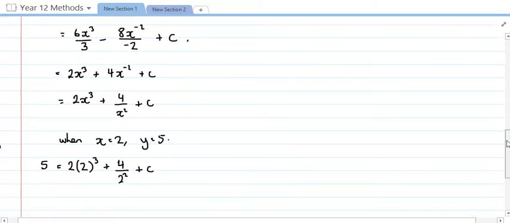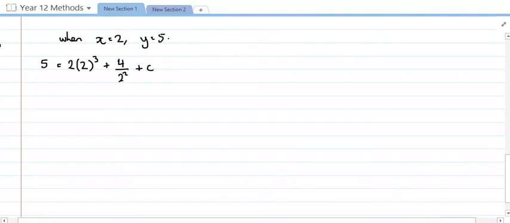Just need to scroll down a bit further. Okay. Sorry. So 5 then is going to be equal to, now 2 cubed is 8, multiplied by 2 is 16, plus 4 divided by 2 squared, which is 4, is just 1, and then plus c. So 5 equals 17 plus c. That means that c must equal negative 12.